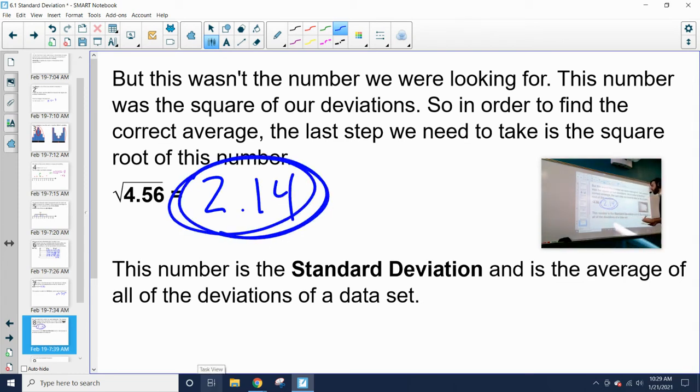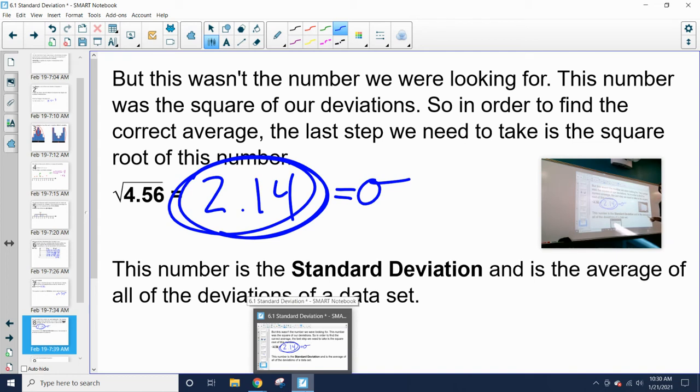This is our important number. We typically represent this number with just the value sigma, the single sigma. It's like a circle with a little line coming off the top of it, or a circle with a hat. So this number is the standard deviation, and it is the average of all your deviations of your data set. So once again, this is a very important number that we're going to use a lot throughout statistics. Anytime we have to find averages or find average distances or variability of things, we're going to use standard deviation. We're going to keep coming back to this.